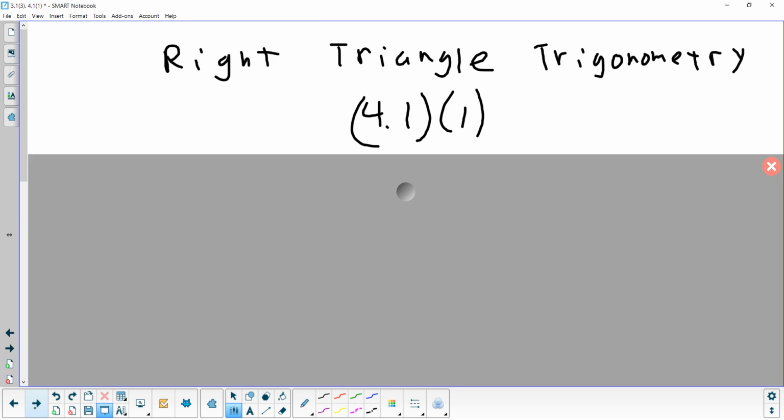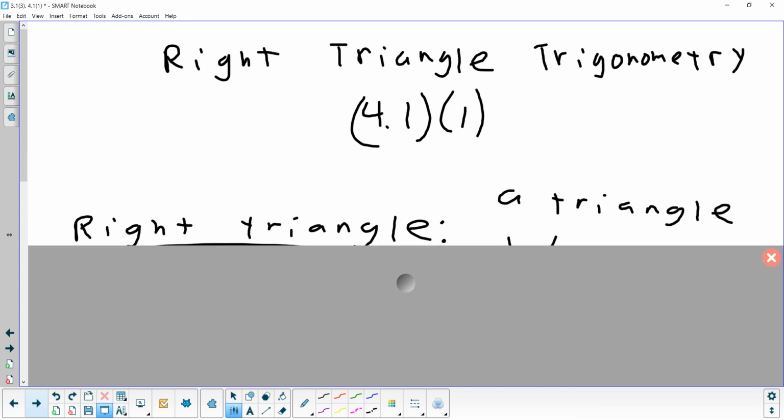So 4.1 talks about what we call right triangle trigonometry. We did unit circle trigonometry a couple weeks ago. This is basically another way of doing the same kind of thing, except we're not going to do anything with a circle this week. We're going to do things with right triangles. So first, can someone just describe to me what is a right triangle? What does that mean?